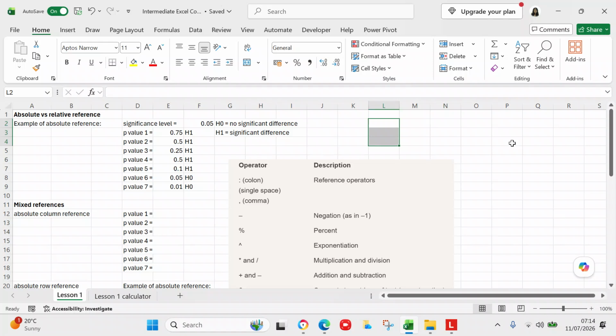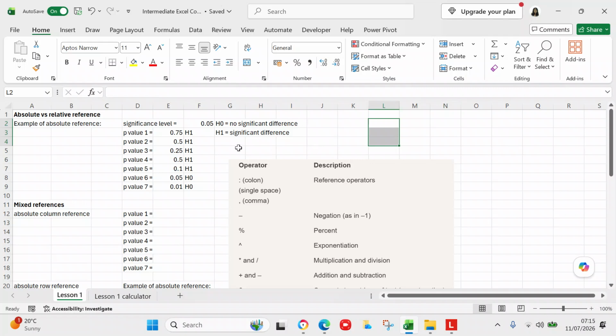But in order to prepare for this course, I actually have given you another example of absolute references. We're going to do a hypothesis test, but I can't do an entire hypothesis test in this lesson because this is an intermediate Excel lesson. If you want to learn how to do hypothesis tests or statistics, in my playlist I do have some courses on statistics where you will learn hypothesis tests. And I have a course on statistics with Excel in my playlist if you want to look at it.